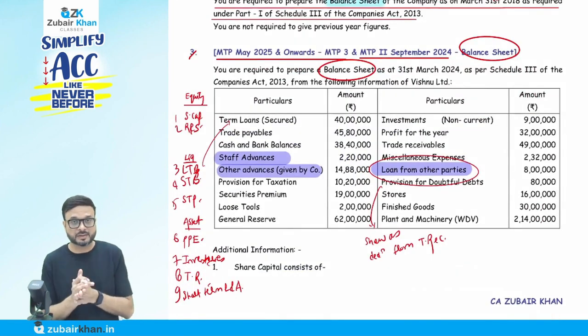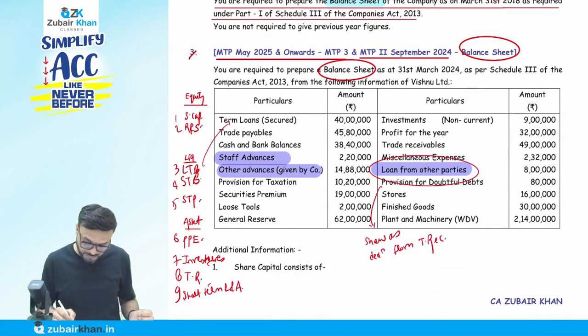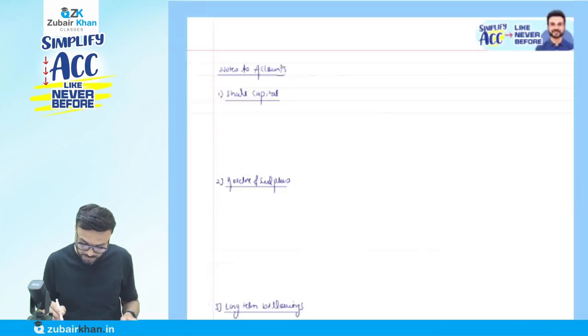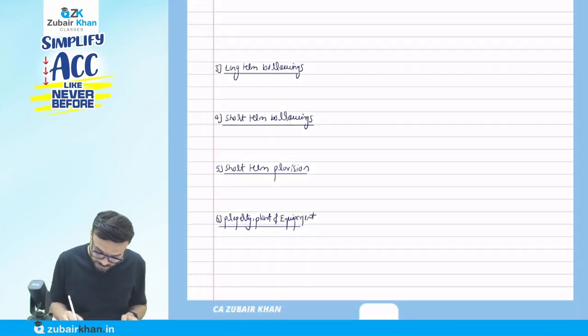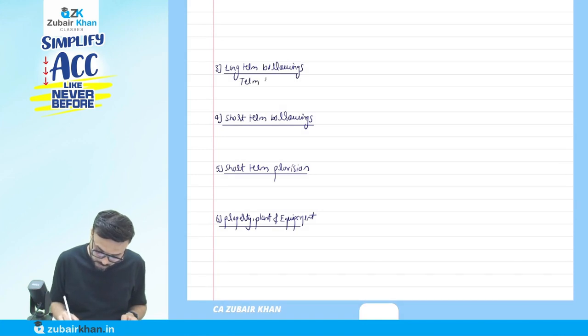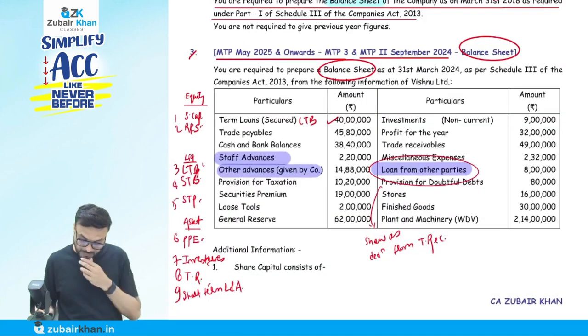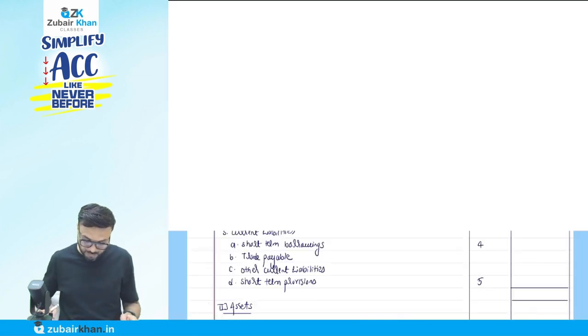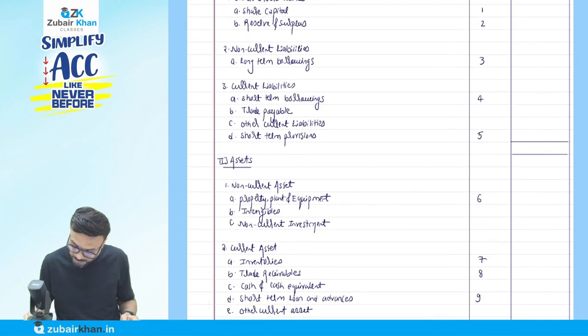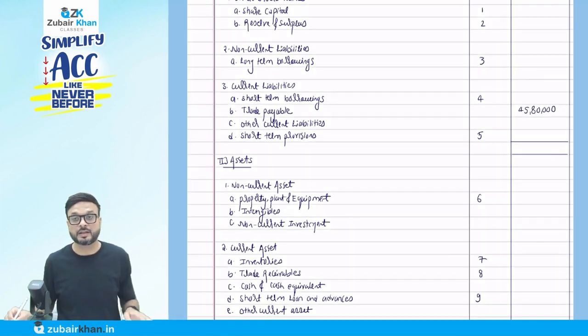Now, first you can see term loan. So term loan secured, no adjustment. It's a long-term borrowing, so write down in long-term borrowing: term loan secured, 40 lakh. Then trade payable will go in the balance sheet. Trade payable 45 lakh 80,000. So write down in the balance sheet 45 lakh 80,000 trade payable.